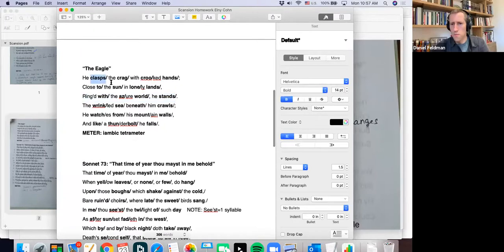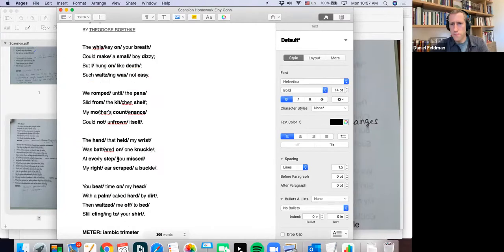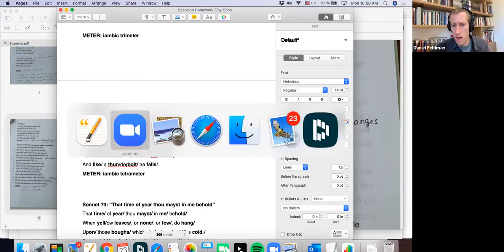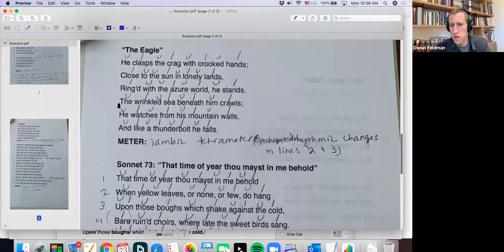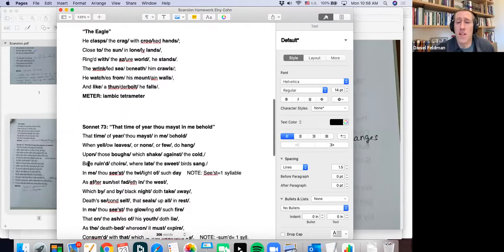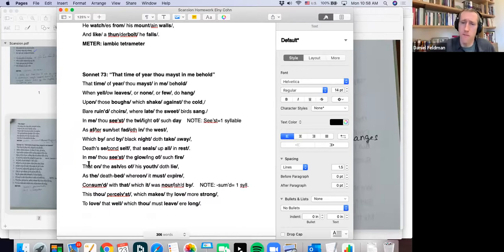He clasped the crag with crooked hands. Here is the other way to do this. The other way to have done My Papa's Waltz, I invited people to do this. This is also correct. This student just chose to do you beat time on my head in the conventional way, maintaining the prevailing meter. And then in The Eagle, there's a variant way of doing ringed with, the last line of the first stanza. It could also be done this way, the way that this student did it: ringed with the azure world he stands. And then the last line also, there are different ways to do it. And like a thunderbolt could be a double stress there. Those are the two lines where there is a kind of pause. It is the moment of reflecting on that eagle and what that metaphorical eagle represents.